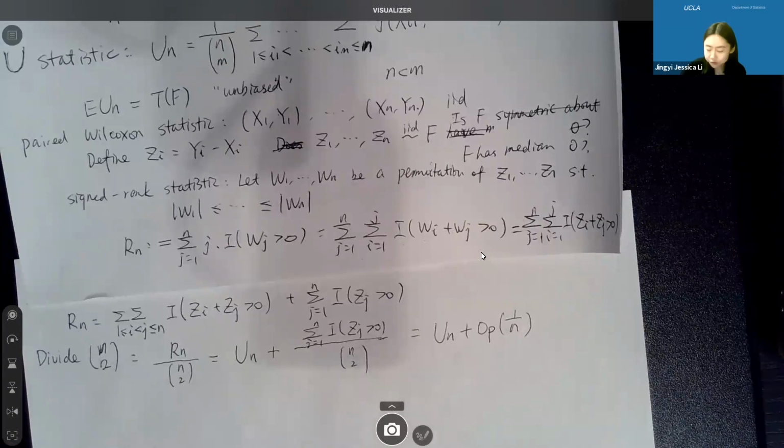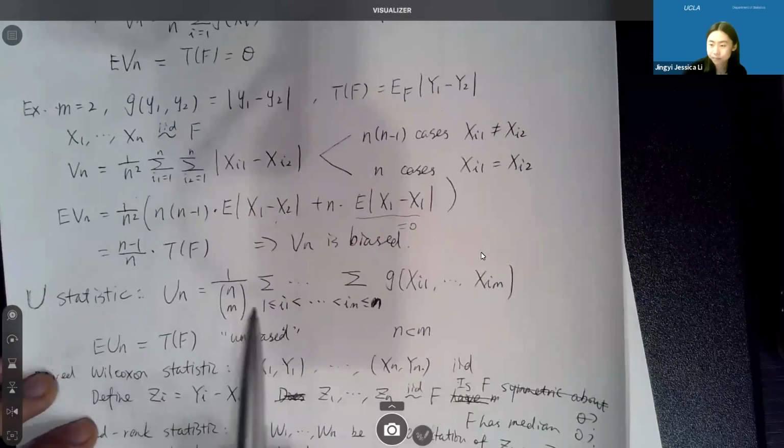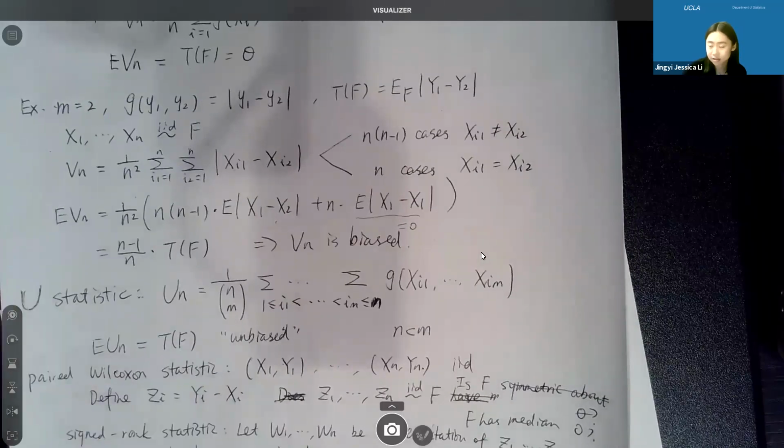So we'll stop here for today. And starting with the next lecture, we are going to talk about how we can derive a general asymptotic distribution for this U statistic, which can represent a big family of unbiased estimators.